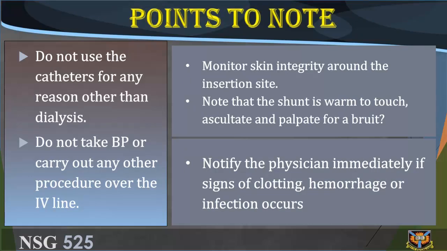Points to note. Do not use the catheters for any reason other than dialysis. Do not take BP or carry out any other procedure over the IV line. Monitor skin integrity around the insertion site. Note that the shunt is warm to touch. Auscultate and palpate for a bruit. Notify the physician immediately if signs of clotting, hemorrhage, or infection occur.